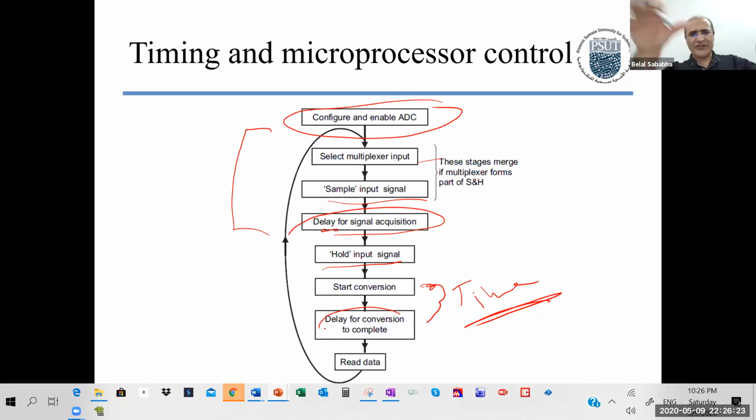You call it binary search in computer engineering, guys. It's like a binary search, right? But then you read the data.